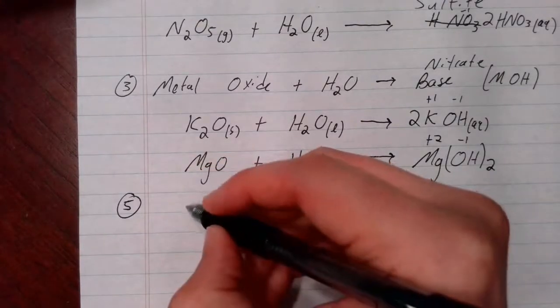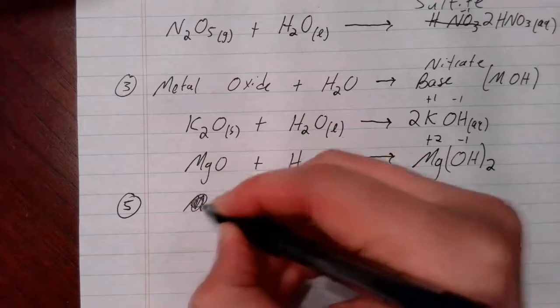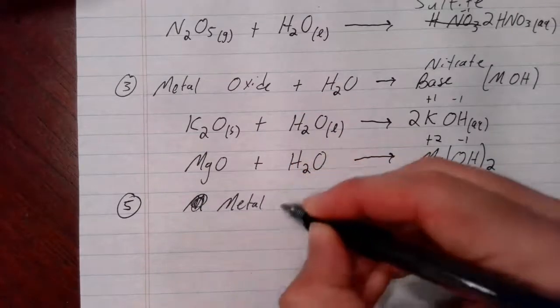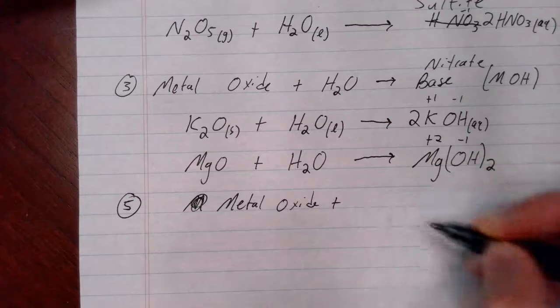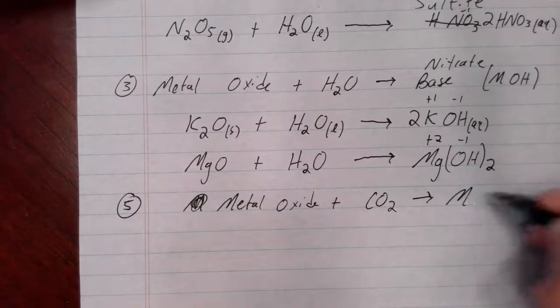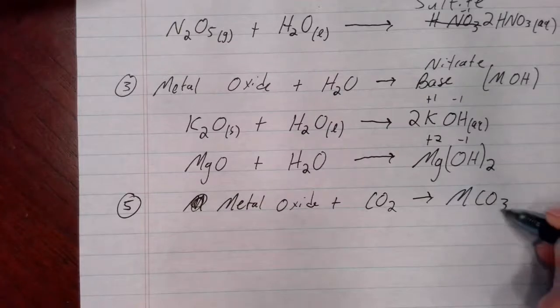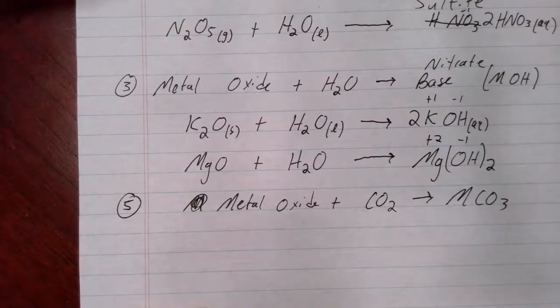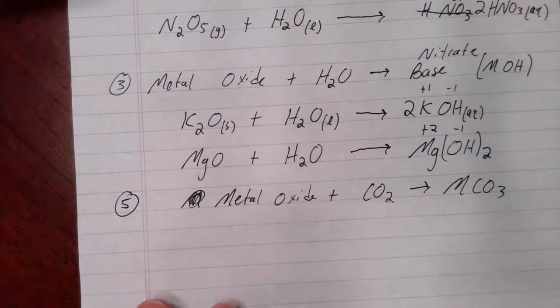So a metal oxide plus CO2, carbon dioxide, produces a metal carbonate. Okay, so a metal plus carbonate, which is CO3 there. So let's look at an example of this.